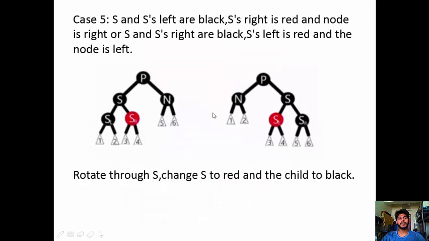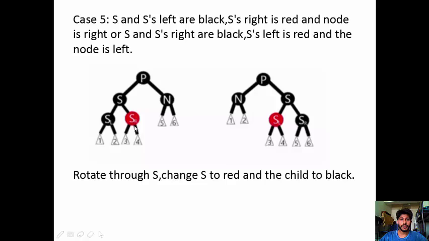Here in this situation, the sibling is black, the sibling's left child is black, or the sibling's right child is red. In another case, we have seen that the parent is black, the sibling is black, the sibling's right is black, but the sibling's left is red. So in this case, we have a trouble situation.